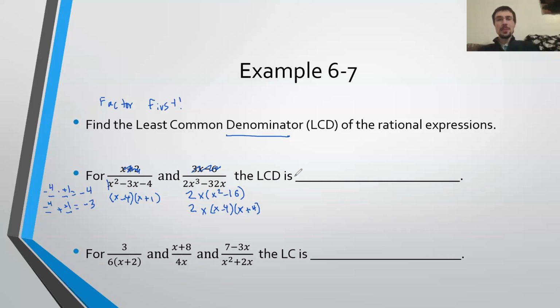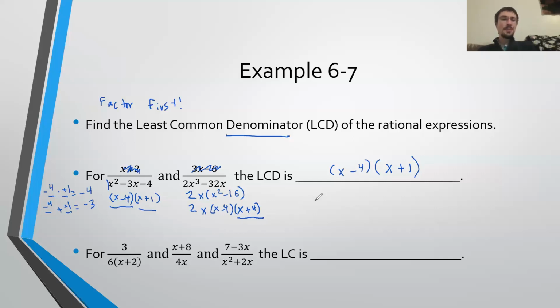So all of that was review. Now let's actually find the LCD. Notice the first fraction has one x minus 4. Second fraction has one x minus 4. We need an x minus 4 as part of your LCD. First fraction has an x plus 1. Second fraction doesn't. Which has more x plus 1s? Well, the first fraction does, so we need an x plus 1 as part of your LCD.